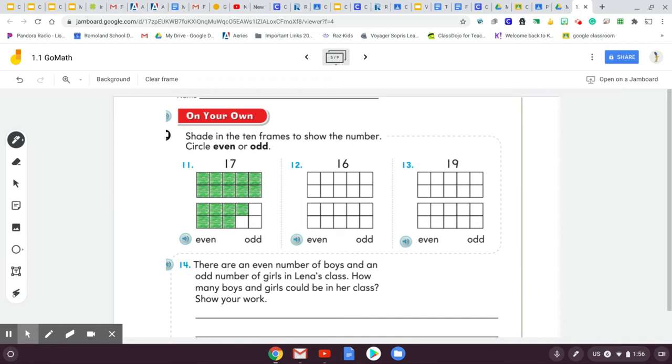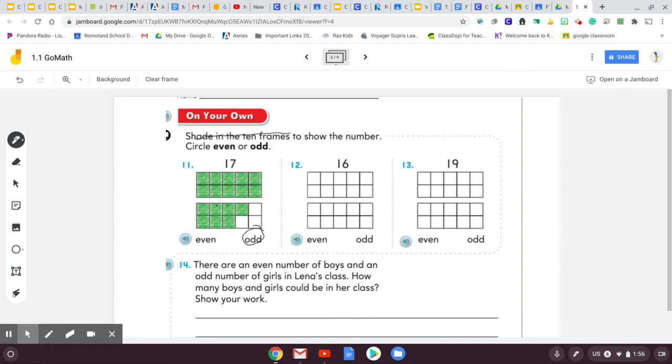Okay, so now moving on to "On Your Own" on page 15. Shade the ten frames to show even or odd numbers. Look, they've shaded this up here. So here's our ten frame. We know that this is always going to be even. So they're doing 17. That's 10, and then I have to do 7 down here. 1, 2, 3, 4, 5, 6, 7. And look, this does not have a pair, so it's going to be odd.